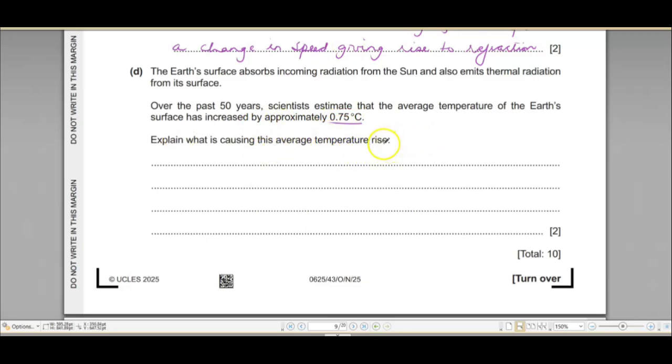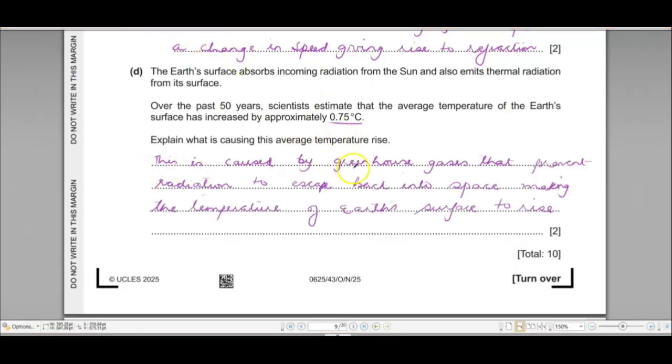So this average rise is caused by greenhouse gases, since they trap more carbon dioxide and methane, and these gases actually trap more heat than is required to keep our planet at a good temperature. So because of that, there is this average rise in temperature. So we are going to write that this is caused by greenhouse gases that prevent radiation from escaping back into space, making the temperature of the Earth's surface rise. This is basically the principle of global warming.